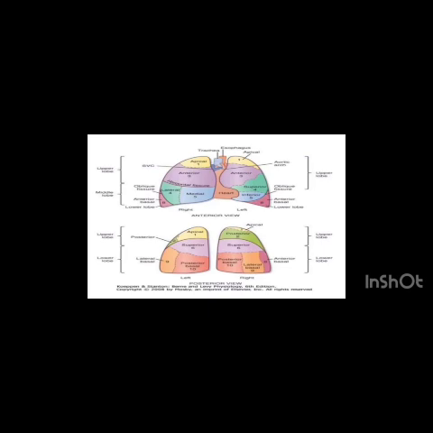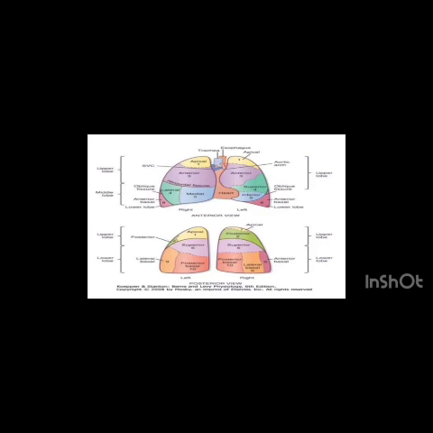As you see, the right is having three lobes. The upper lobe or apical lobe is divided into anterior, apical and posterior segments. Middle lobe is divided into lateral and medial segments, and the lower lobe is having 5 segments.